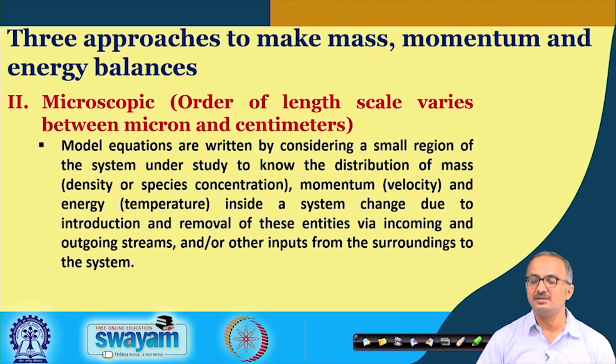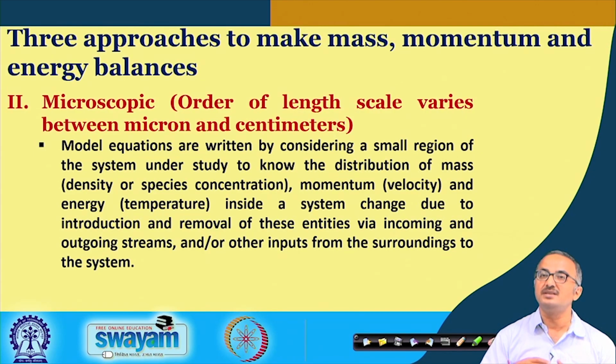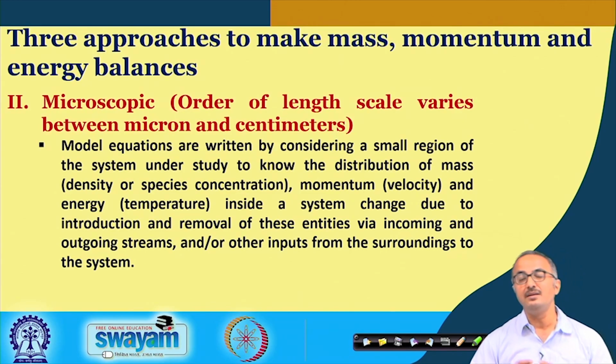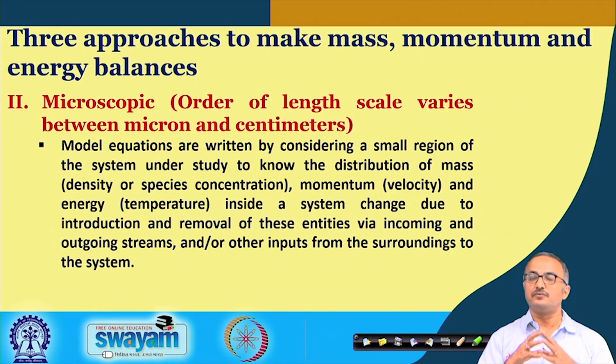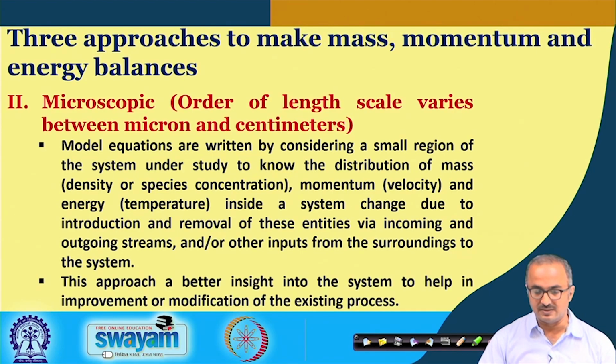When I say mass, mass here means that suppose a particular system has many species in a mixture form. So, we want to know how the various species are distributed within the system. That means how the concentration of each species varies within the system. Similarly, we can also know from the momentum equation how the velocity varies. From the energy equation, we can know how the temperature varies within the system. And again, all these things are varying due to the influence from the input streams, the output streams, and any kind of interactions between the system and the surroundings.